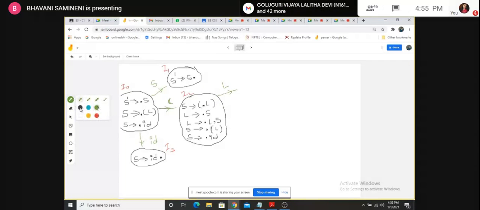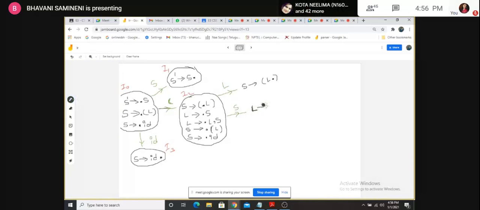Can anyone tell me? See here, after the dot we are having L here. So this one I have to consider. So S derives open parenthesis L, this dot can be shifted, close parenthesis. Okay, and the next transition is defined on S. So transition on S, it can be shifted to L derives S dot, okay, here, right?